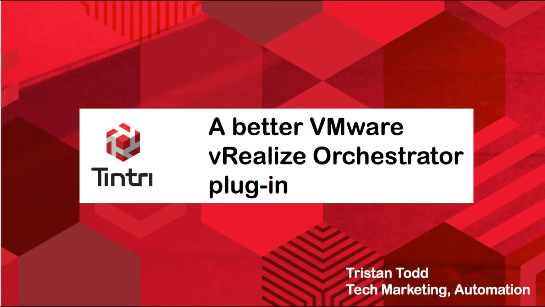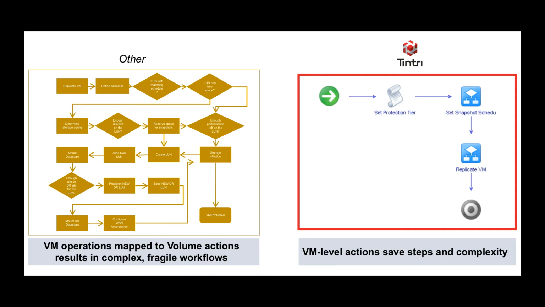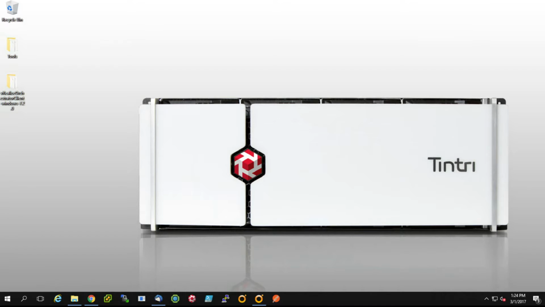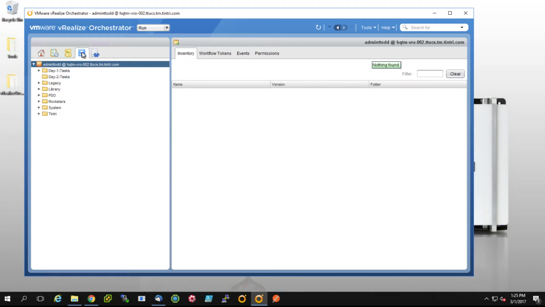Today I wanted to talk a little bit about the Tintree plugin for VMware vRealize Orchestrator, how it really distinguishes itself from legacy storage platform plugins, and how it enables you to more quickly build an enterprise cloud. Where legacy storage plugins are very focused on LUN and volume actions, Tintree's workflows are very VM focused, and they are better able to support building up of an enterprise cloud. Let's take a look at a legacy storage plugin and show the differences between it and what Tintree can offer.